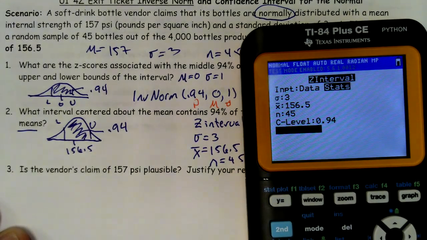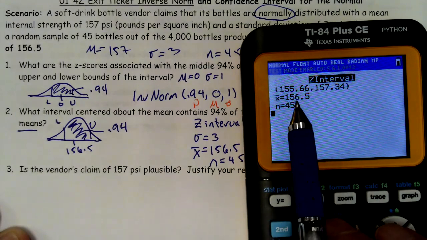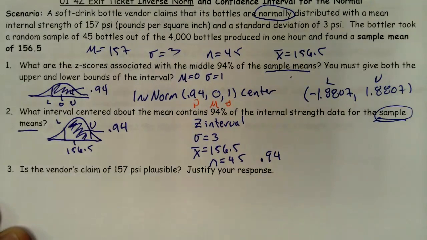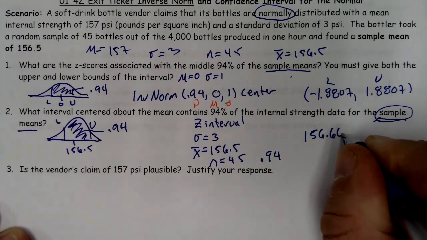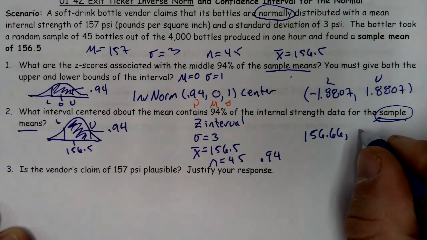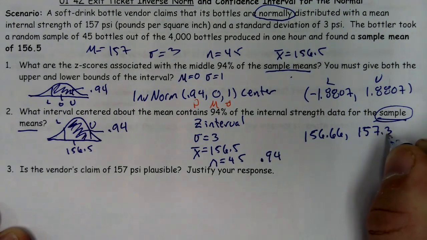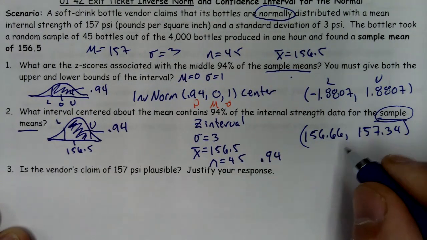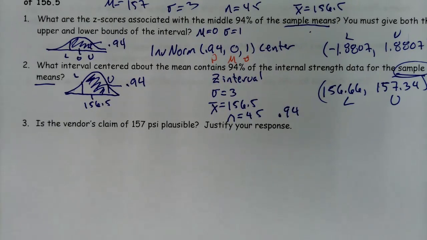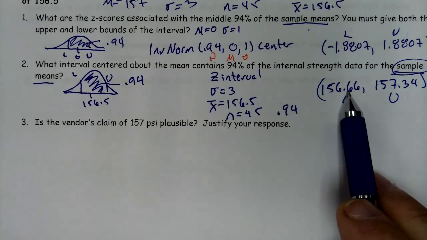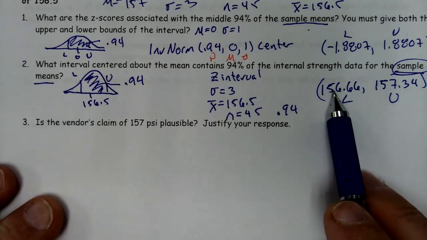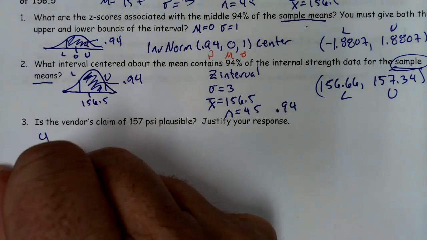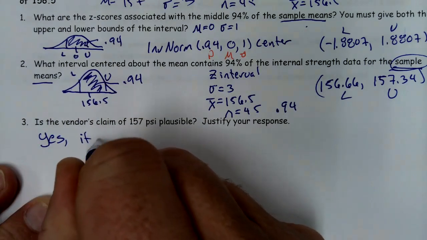That's the area between. We hit enter a couple times, and we end up getting 156.66 and 157.34. So our lower bound is 156.66, and our upper bound goes up to 157.34. There's my lower, here's my upper. Well, the question is, is the vendor's claim of 157 possible? And 157 falls within that interval. So since 157 falls in the interval, it's plausible. Yes, it is plausible.